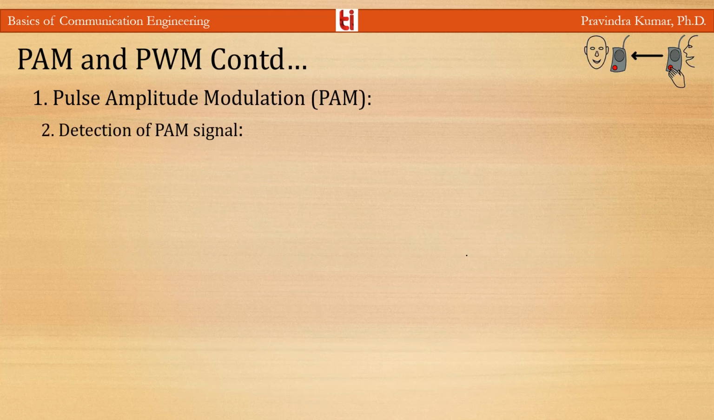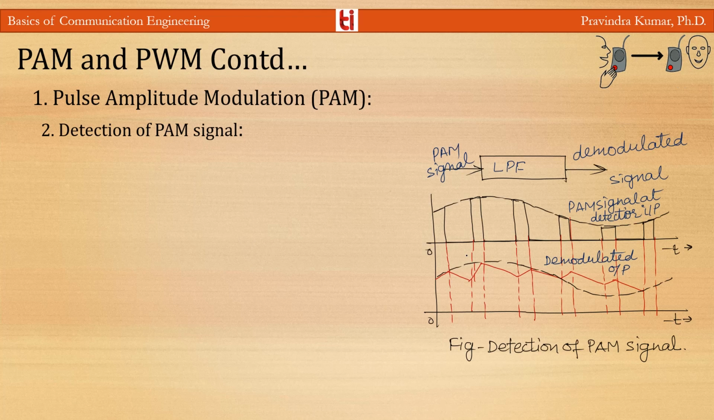Now, the detection of PAM signal. The natural PAM signal can be detected or demodulated by passing it through a low pass filter. The cutoff frequency of the low pass filter is adjusted to Fm, so that all the higher frequency ripples are removed and the original modulating signal is recovered.